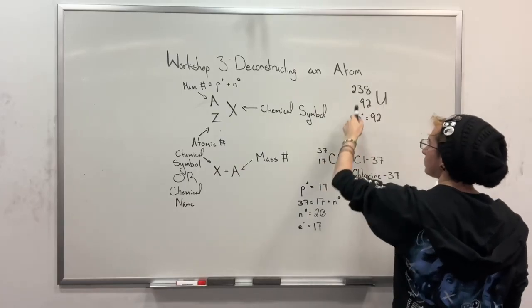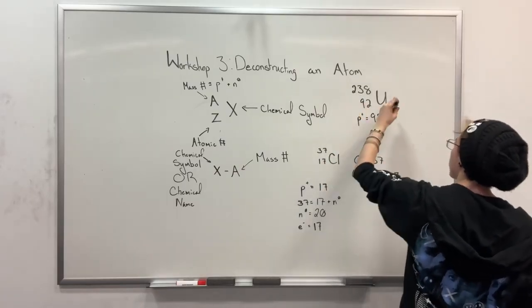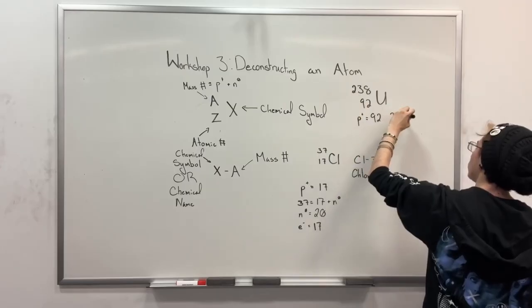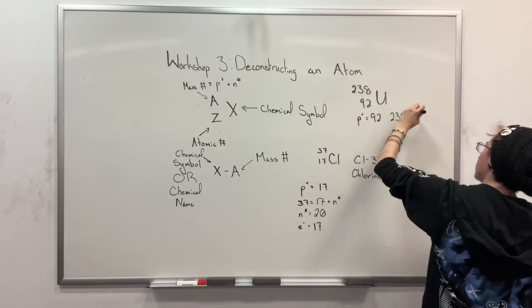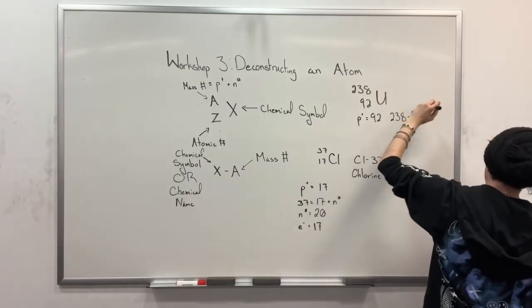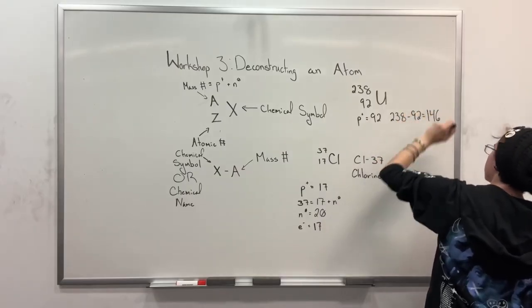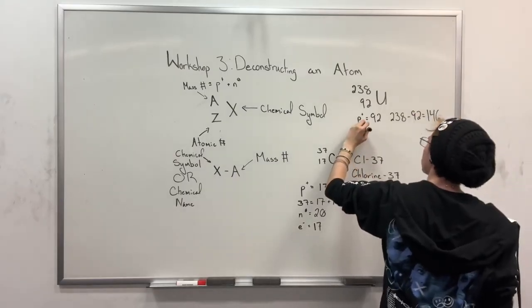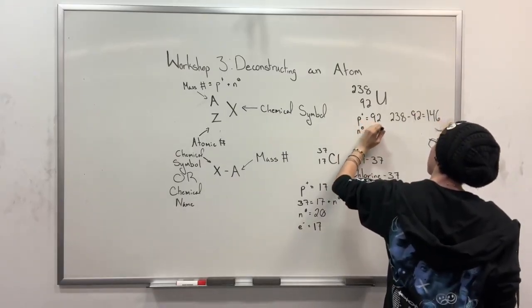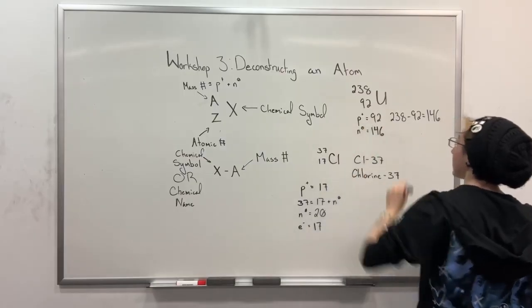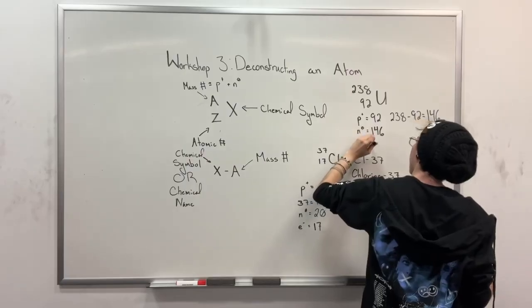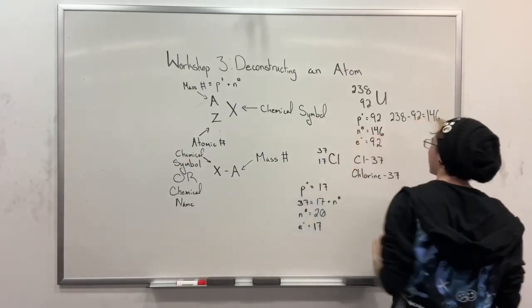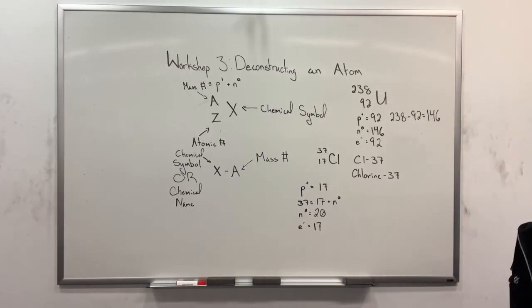Neutrons is the difference between the mass number and the number of protons. So 238 minus 92. We have 146 neutrons. And electrons, again, this is a neutral atom. And so for our electrons, we also have 92.